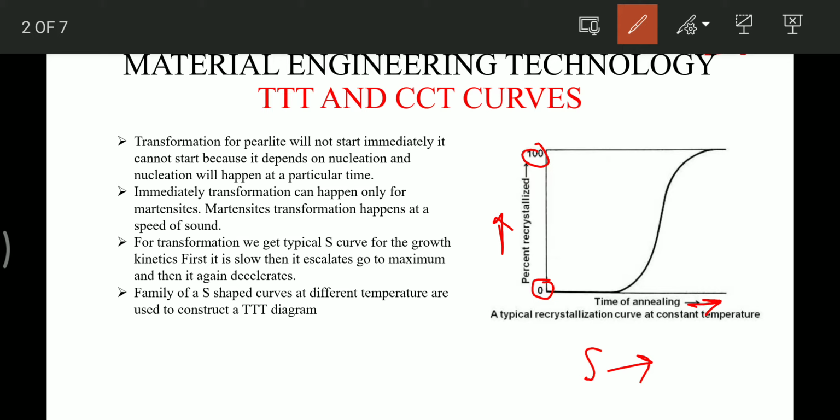So if transformation starts at this point and ends at this point, initially the rate of transformation will be less, then it accelerates and then it decelerates. This is what is represented by these S curves. These S curves are not present for martensite, because for it the transformation happens at the speed of sound. So this transformation actually takes place immediately.